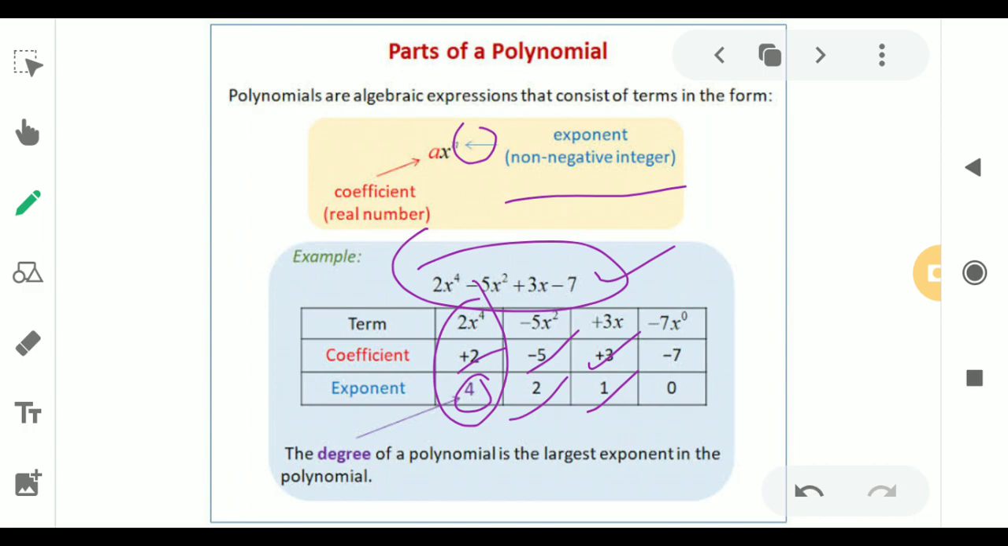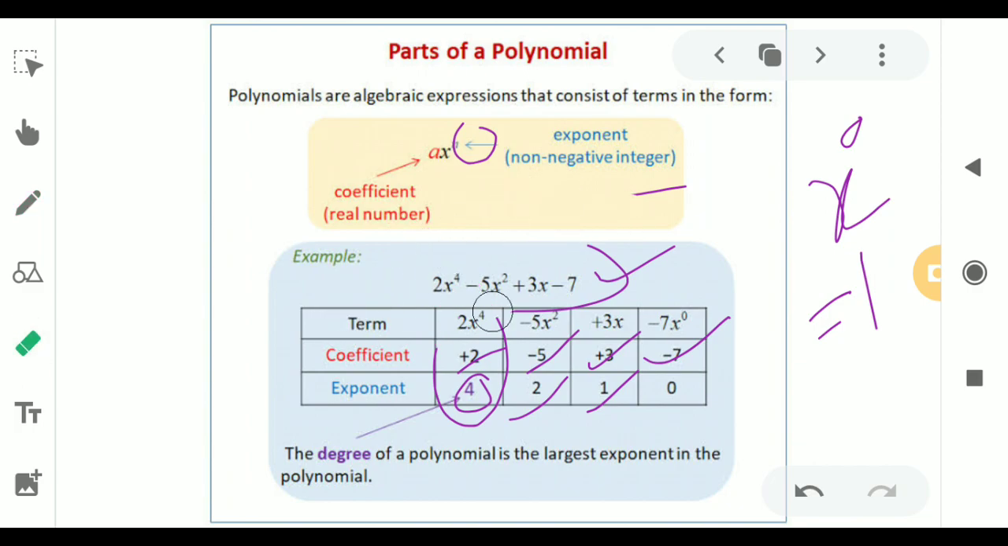And in the last term, minus 7. Minus 7 can be written as minus 7x to the power 0, because we know anything to the power 0, value is 1. Okay. So x to the power 0, value is 1. So we can write minus 7 as minus 7x to the power 0. So we can see that the coefficient is minus 7 and the variable exponent is 0. Okay. So this is our polynomial.